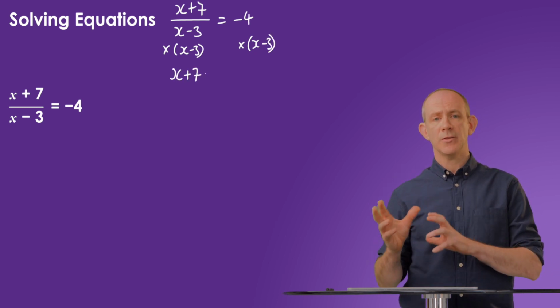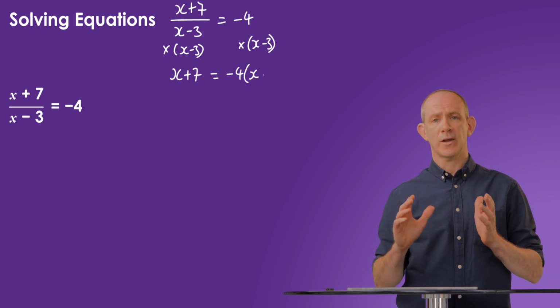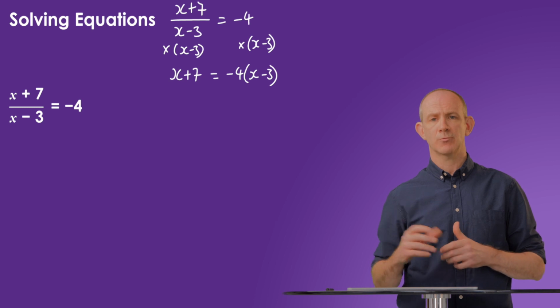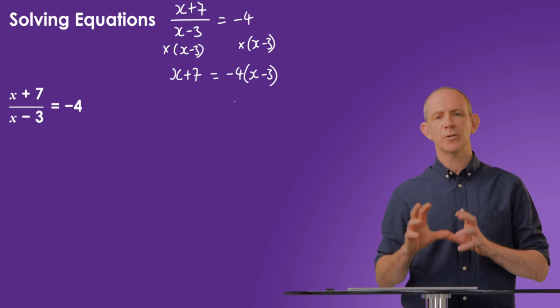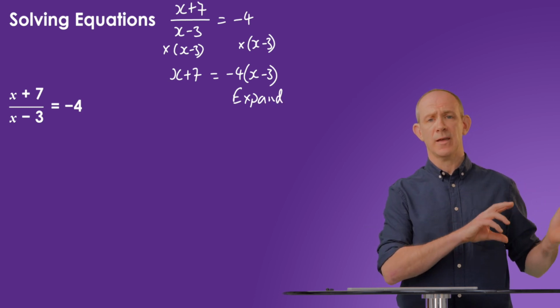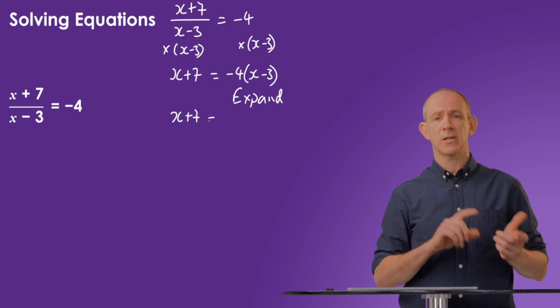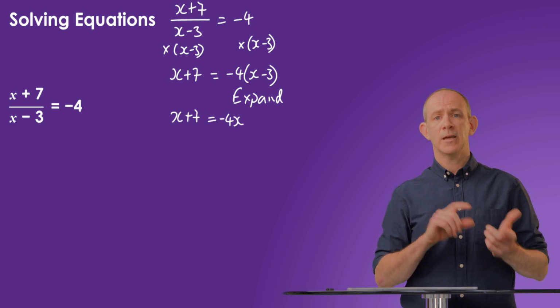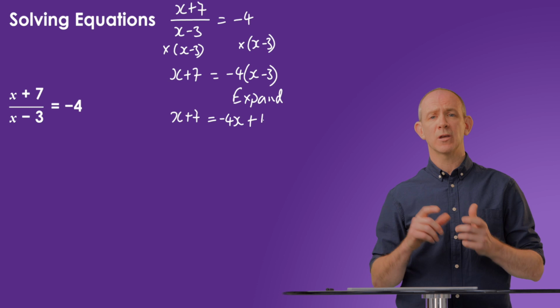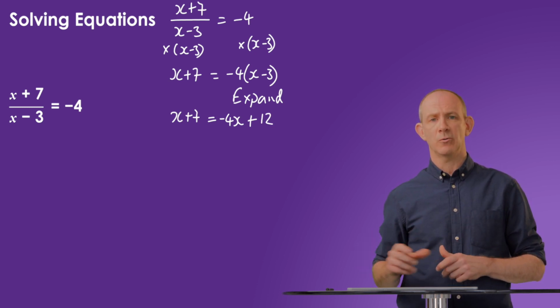By timesing the other side by x minus 3, we end up with negative 4, brackets, x minus 3, close brackets. The next thing we want to do is expand those brackets. So on the left-hand side, we still have x plus 7, and on the right-hand side, we have negative 4x, because negative 4 times x. Negative 4 times negative 3 will give us plus 12. So on the right-hand side, we have negative 4x plus 12.